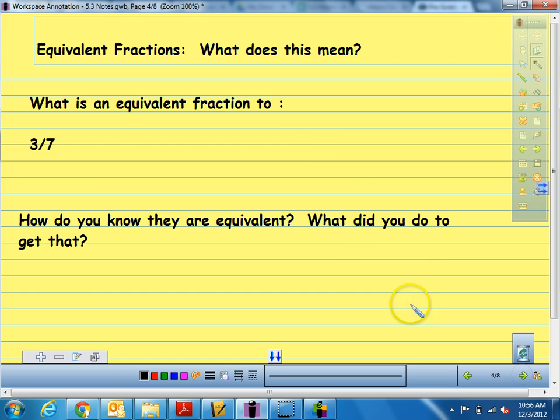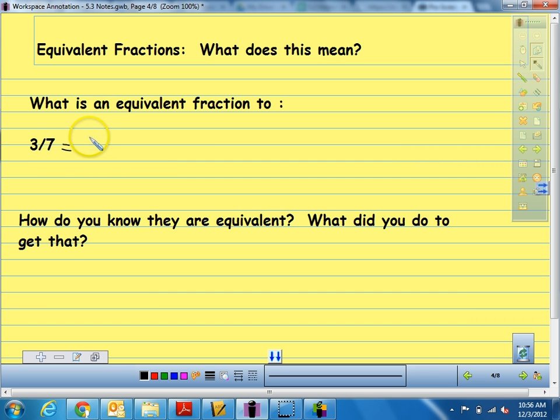So let's keep moving. Equivalent fractions, what does it mean? So let's think about this. What would be an equivalent fraction to 3/7? Well, if I have 3 out of 7 pieces, try and think of a few on your own.